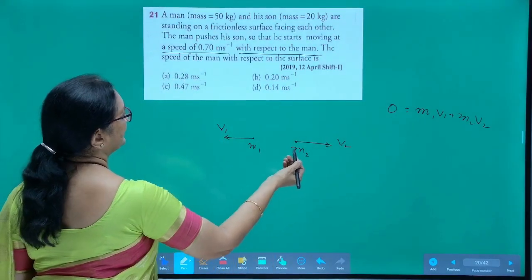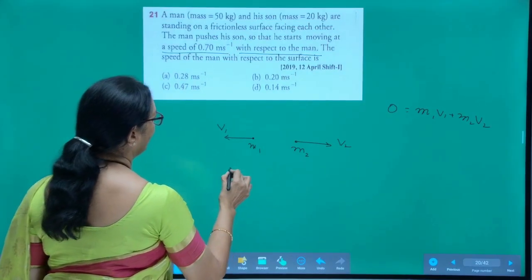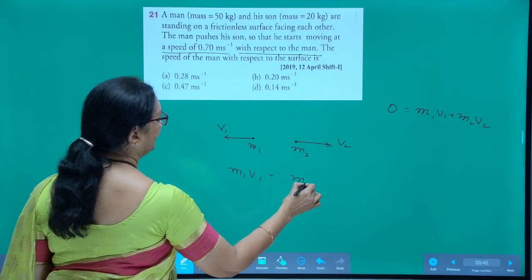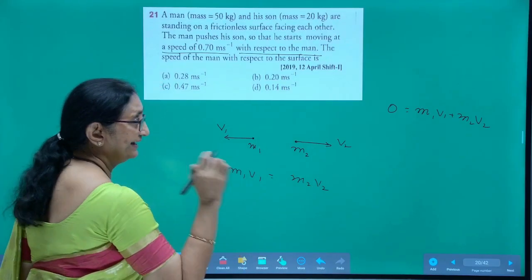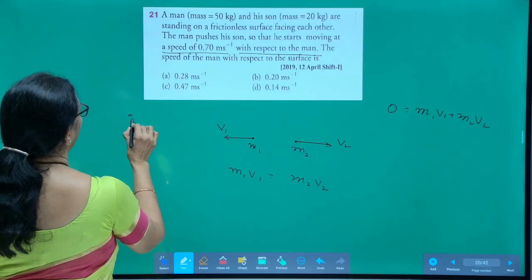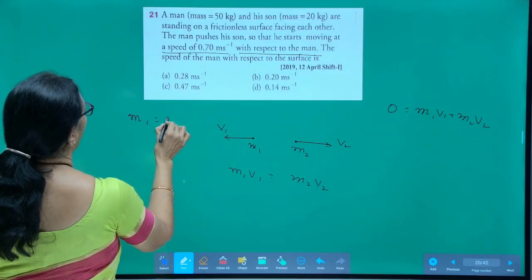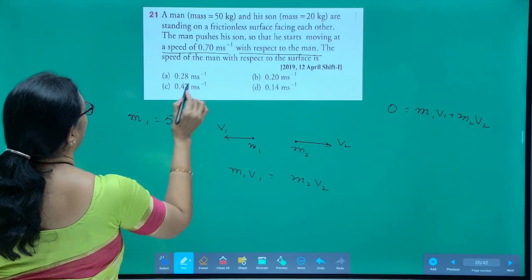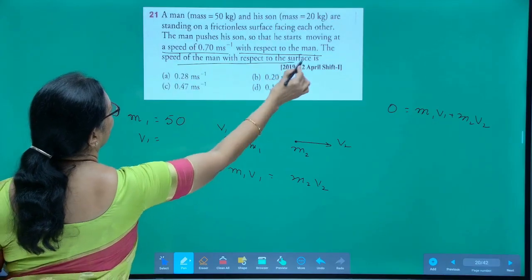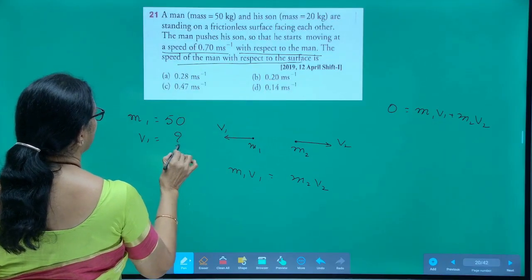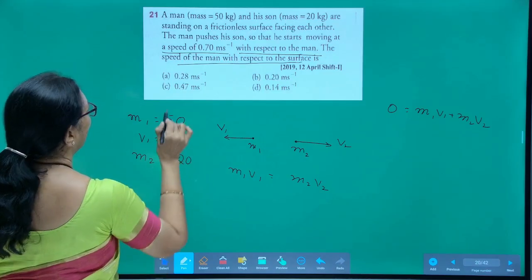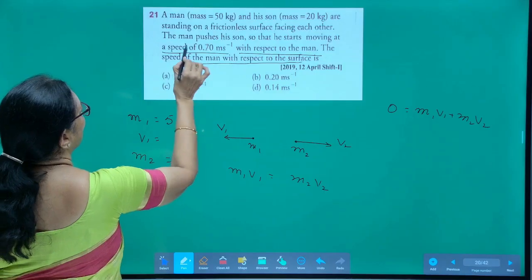So, from this it is very clear, m1 v1 is equal to m2 v2. Here the interesting thing is, look here, man of mass m1, so 50, v1, you are supposed to find the speed of the man with respect to the surface, and m2 is given as 20. This is the most important thing.